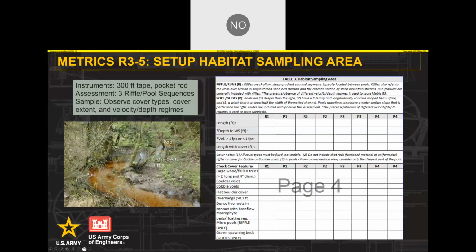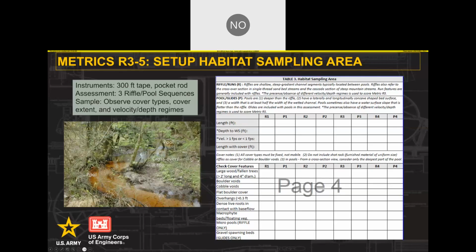We're going to measure the length of each of those features, depth to water surface, and whether your velocity is, and you're eyeballing this, there are ways to check it if you want to, fast or slow, so less than a foot per second and greater than a foot per second. And then of that length, how much of the length has some type of cover feature within the cross section. It can be anywhere in the cross section, and that foot counts. And then we also look at the metrics for cover diversity as part of your score as well.